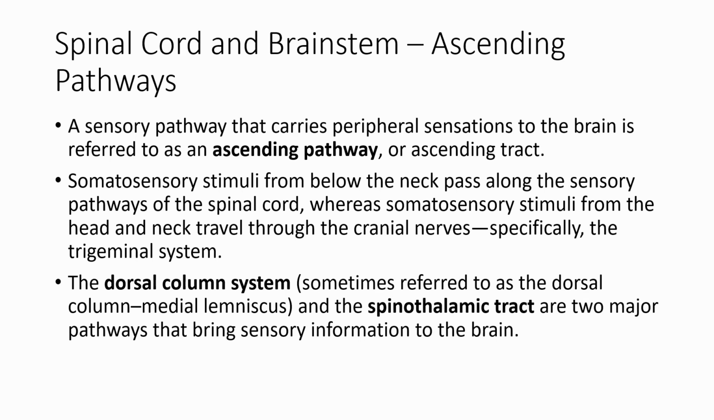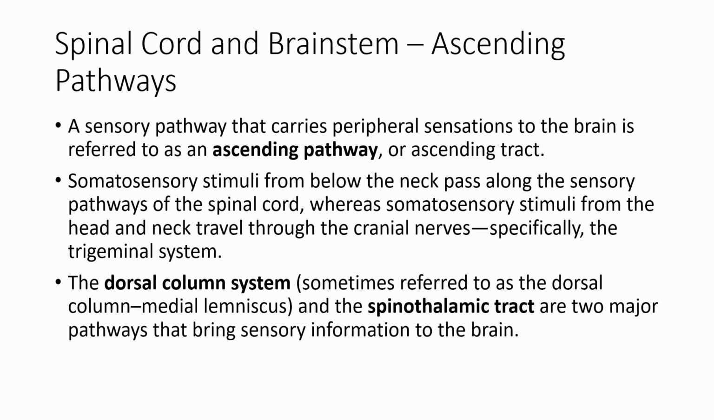If the information we're getting is coming from below the neck, we're going to pass along the sensory pathways in the spinal cord. But if the stimulus comes from the head and the neck, that's going to travel right through the cranial nerves. Usually we're talking about the trigeminal system. So anything below the neck, we're going to involve the spinal cord. If we're looking at the head and the neck, we're bypassing that. We're going straight to the brain.